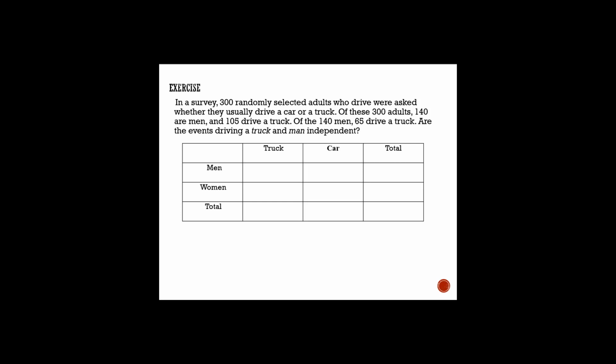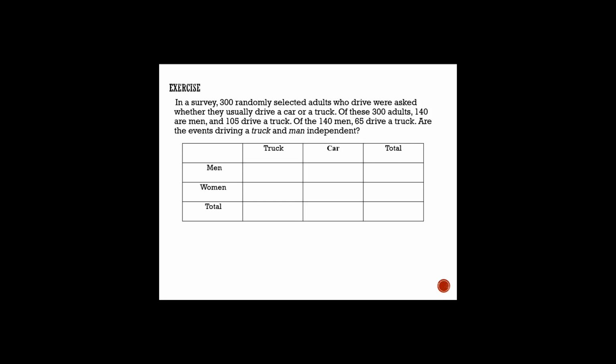Now let's do an exercise. It's going to be like some of your homework problems. In a survey, I've given you 300 randomly selected adults who drive, asked whether they usually drive a car or a truck. And of the 300, I've got some specific numbers to be filled in. But notice that I'm asking you to make a two-way contingency table. You could fill in these headings any way you really want to. You've got a blank at the bottom of page 8. But I've put truck and car, and then total, and then men, women, and total. Truck and car across the top, men, women on the side. It could have been done in the reverse of that, but you might want to stay with me just for this example so that my example makes more sense to you.